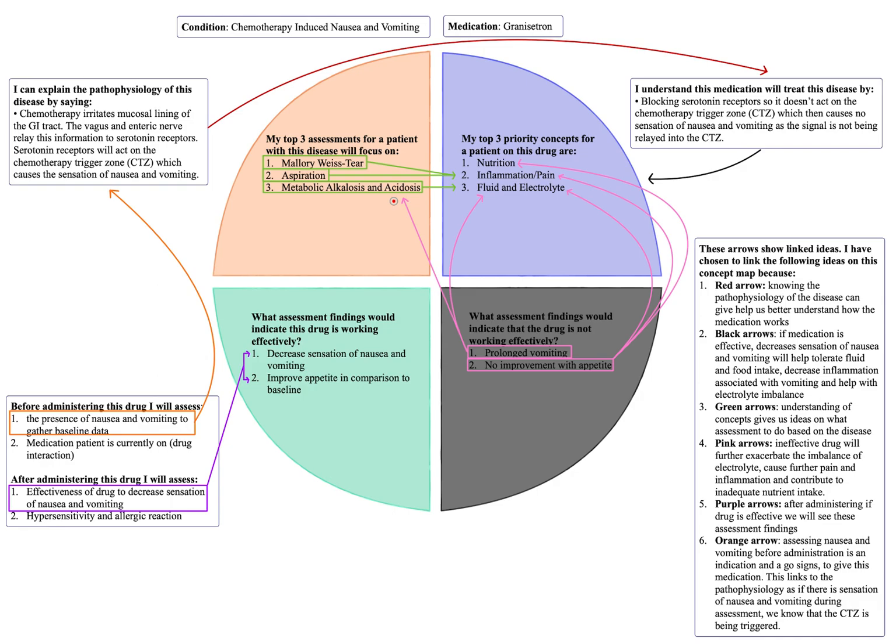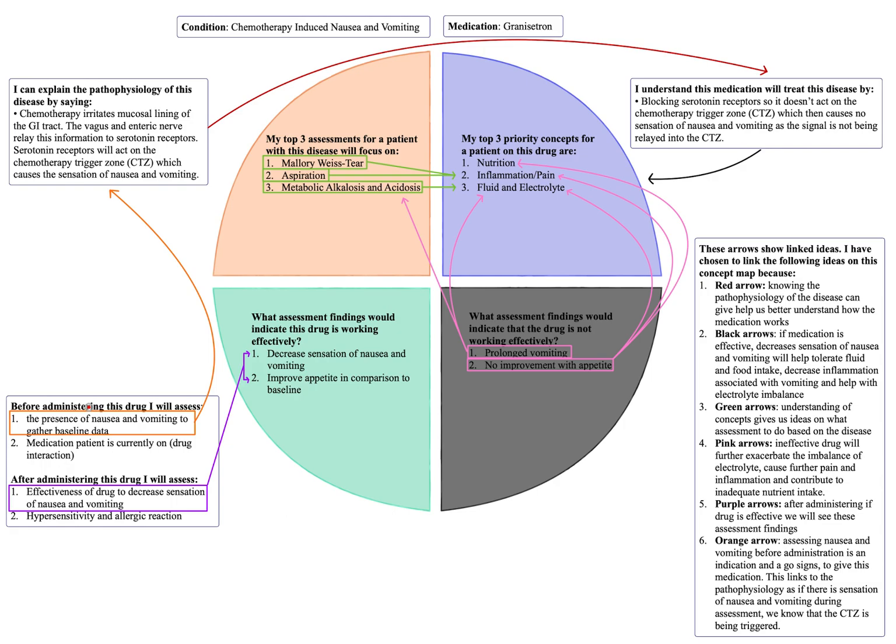So overall, all 3 assessments relate to the concept of nutrition. Because of these 3 things, my top 3 assessments, it affects nutrition in such a way that you'll have decreased food and fluid intake. And also, we could see the black arrow here. If the medication is effective, we'll see a decreased sensation of nausea and vomiting. So we'll have greater nutritional intake here, decreased inflammation and pain, and better fluid and electrolyte balance.